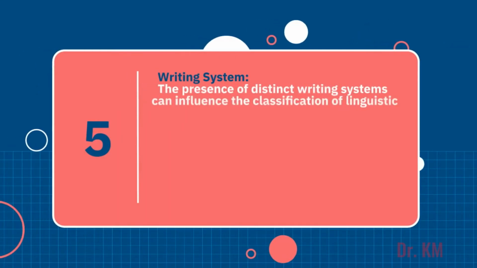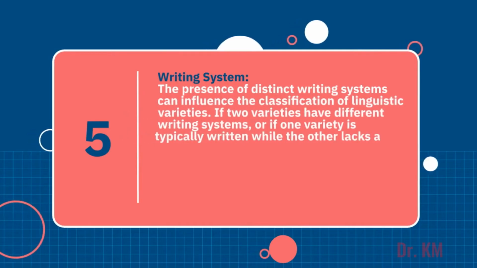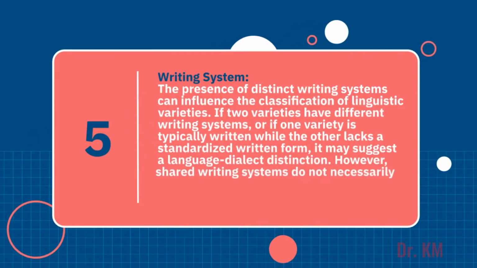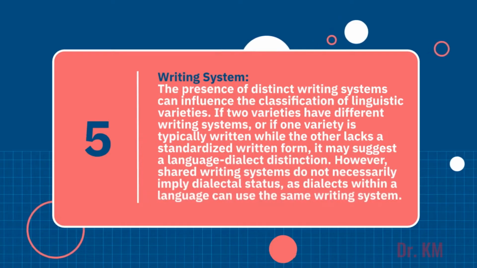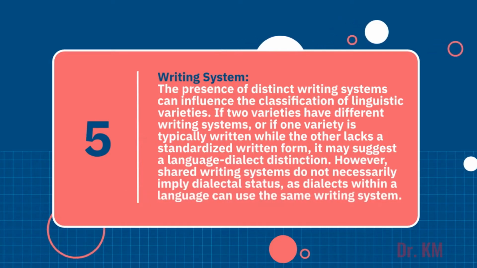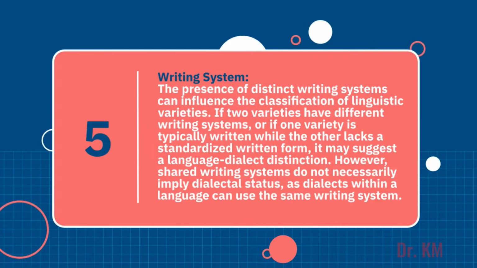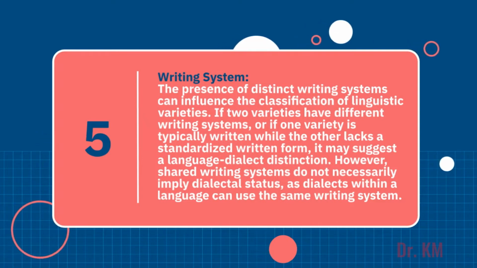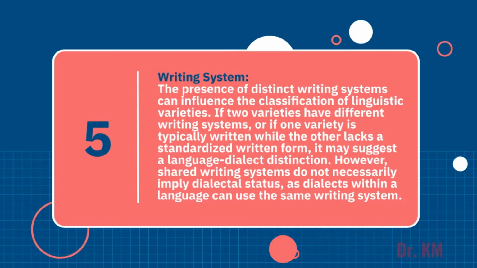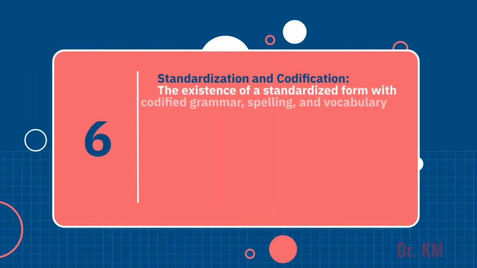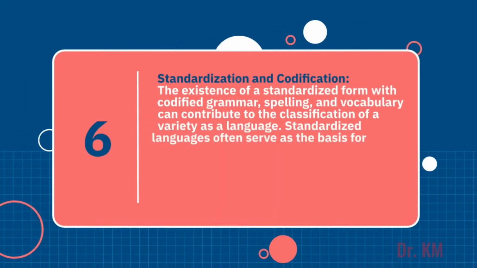5. Writing system. The presence of distinct writing systems can influence the classification of linguistic varieties. If two varieties have different writing systems, or if one variety is typically written while the other lacks a standardized written form, it may suggest a language-dialect distinction. However, shared writing systems do not necessarily imply dialectal status, as dialects within a language can use the same writing system.